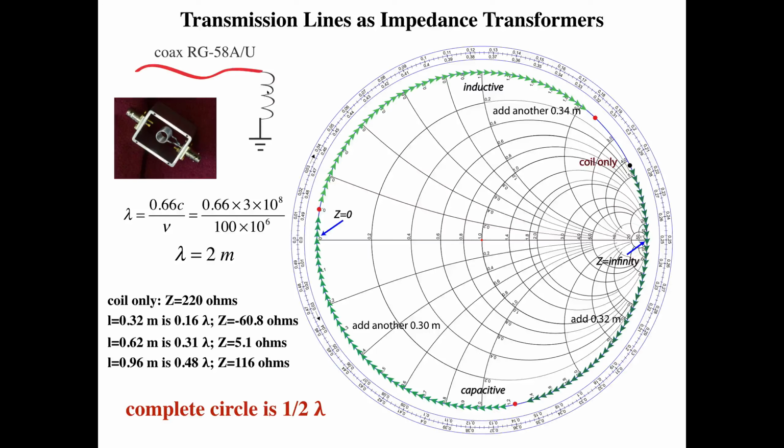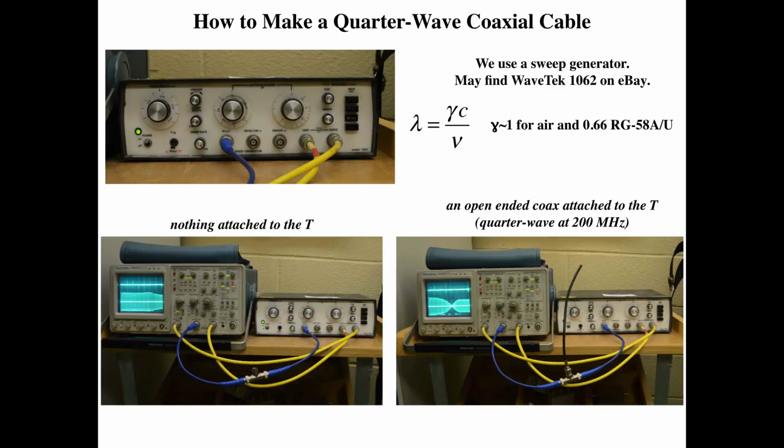Similarly, suppose we replace this coil here with a short. In that case, we'd start off with z equals 0, and if I add a quarter wavelength of cable, I would go from z equals 0 to z equals infinity. And so it's very clear that quarter wavelength cables can have very unusual properties with regard to impedance. I can either make them appear to be very low impedance, z equals 0, or very high impedance, say z equals infinity. And since quarter waves appear so often in NMR, let's figure out how to make one.